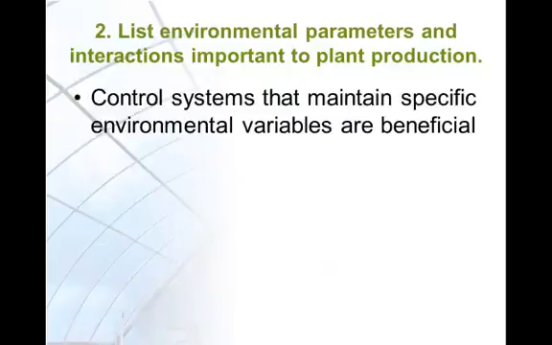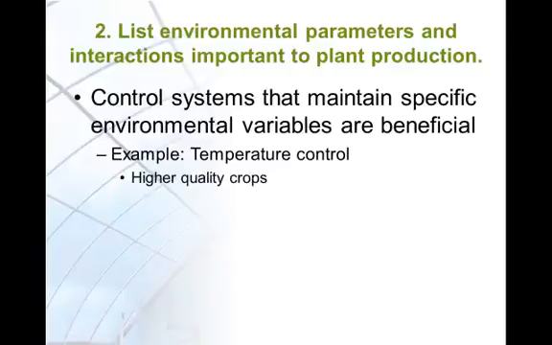Control systems that maintain specific environmental variables are beneficial. As an example, let's look at how specific control of temperature is beneficial. The ability to specifically control temperature will lead to higher quality crops.